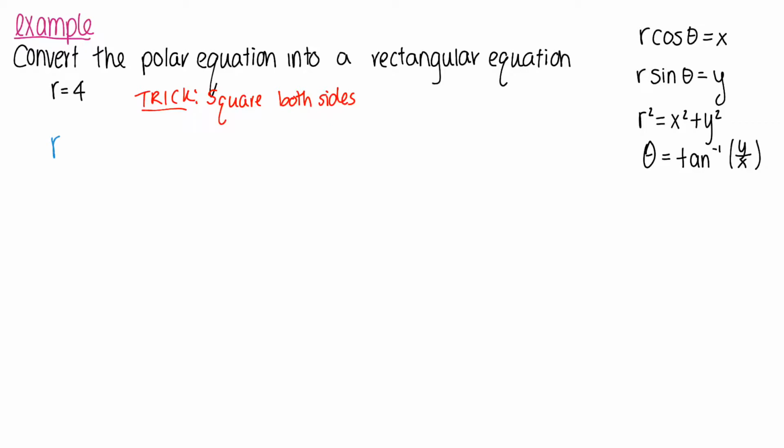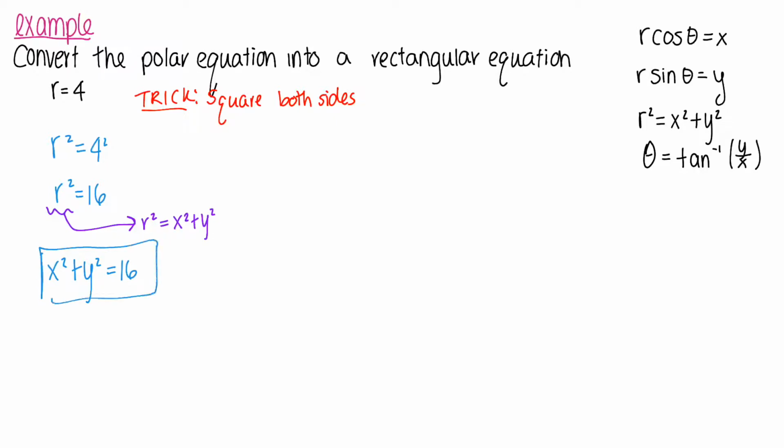So you have r squared is equal to 4 squared. R squared is equal to 16. But you know that r squared is equal to x squared plus y squared. So instead of r squared, I'll put x squared plus y squared is equal to 16. There are no more r's or thetas left, so that's a rectangular equation and we're done.